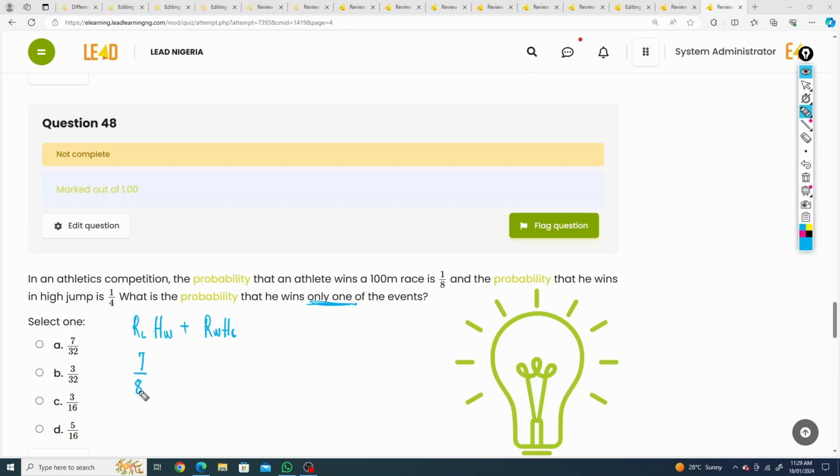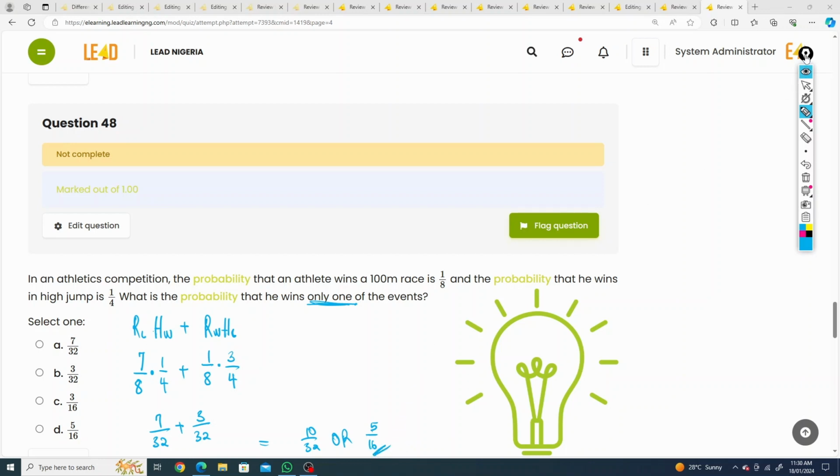So that's 1 minus 1 out of 8, then times the probability of him winning the high jump, which is 1 out of 4, plus the probability of him winning the race, which is 1 out of 8, times the probability of him losing the high jump, which is 3 out of 4. All right, so this would be 7 out of 32 plus 3 out of 32, which gives 10 out of 32, or 5 out of 16. All right, so that's one way.